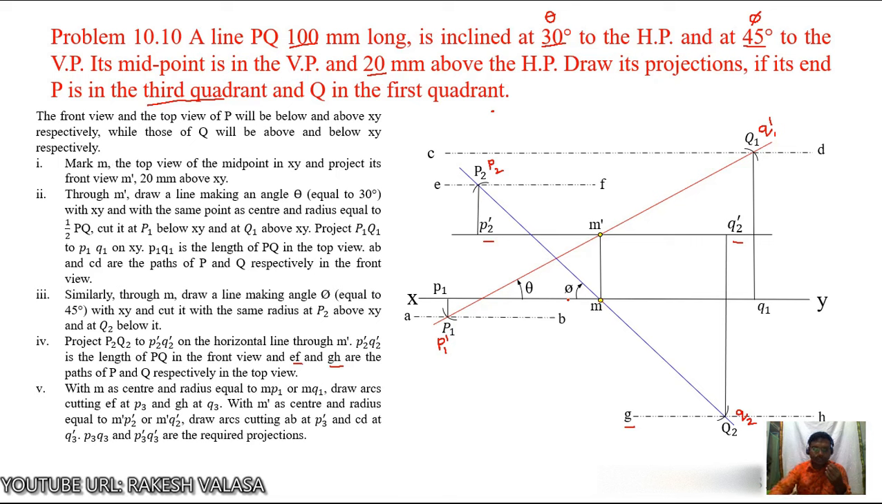Draw the arc from P1 to the locus EF, that means the locus of P2. This name is P3. You can take this as P. Similarly, take MQ1 radius, M as center. Draw the arc from Q1 to the locus GH. This point name is Q3, or you can take small q.